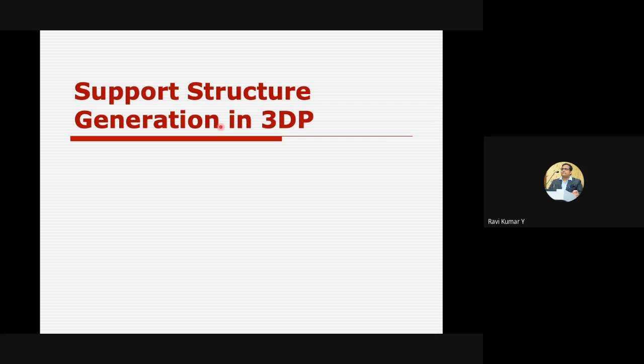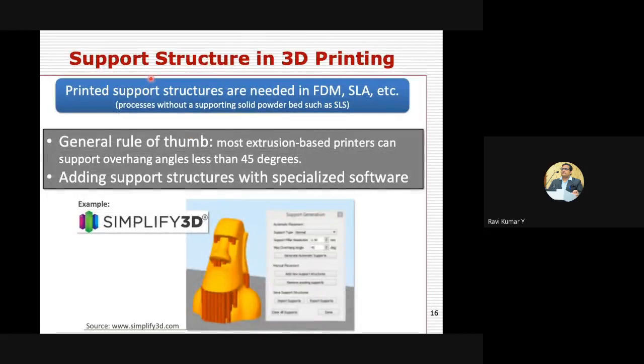Next, we'll talk about the next aspect, support structure generation. Support structure generation is not mandatory for all 3D printing processes. Like some powder bed systems with polymer printing may not require any supports. The sheet lamination process doesn't require any supports. But the majority of 3D printing processes require supports.